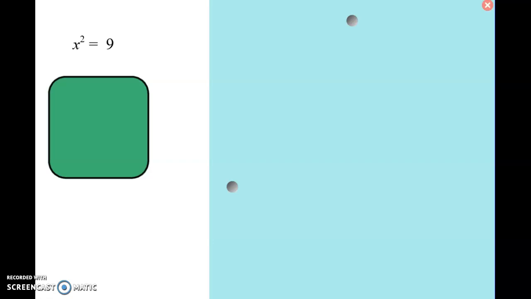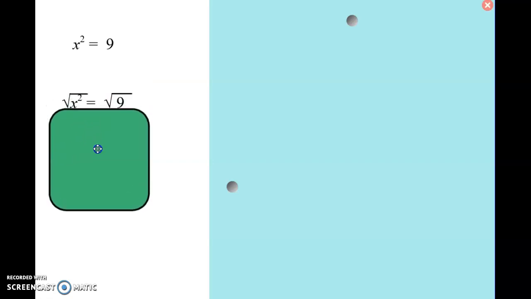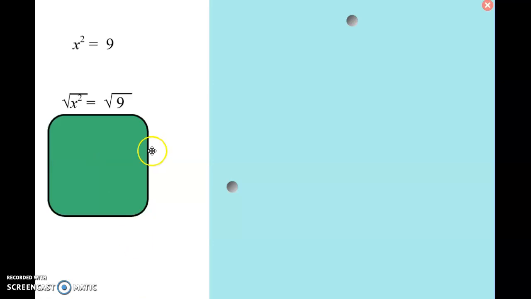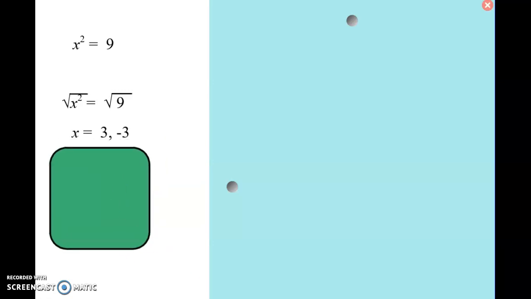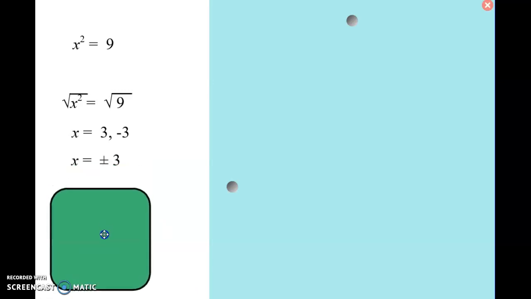Here's why. If I were to solve this, x squared equals 9, as an equation, the first thing that I would do, I would take the square root of both sides, I'm undoing it, and I would get 2 answers. X equals 3 and x equals a negative 3. And I can write that with that symbol plus or minus.